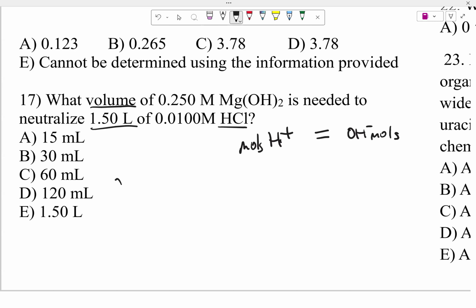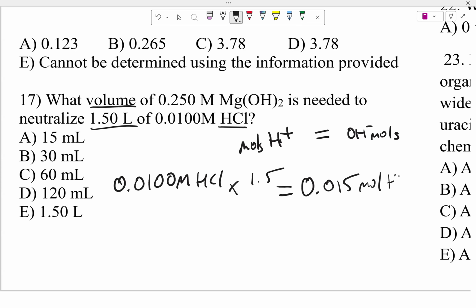So let's do that. We got 0.0100 molarity of HCl times 1.5 liters, and that's going to equal... I'm just going to calculate it. One second, let me get to the calculator. 0.01 times 1.5, all right. 0.015 mole of H plus. Okay? That makes sense, right?